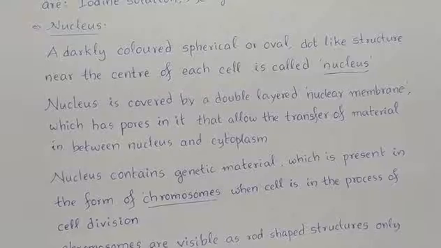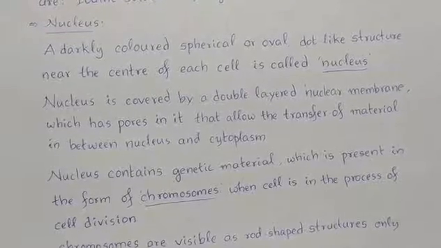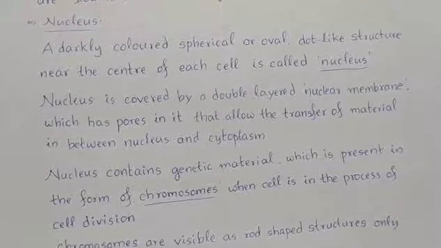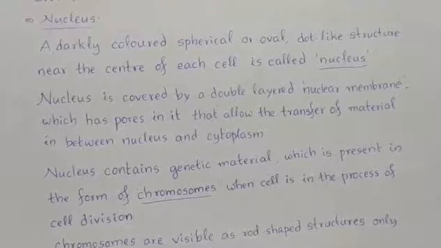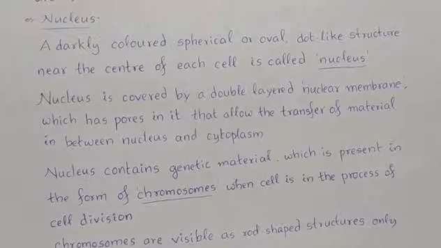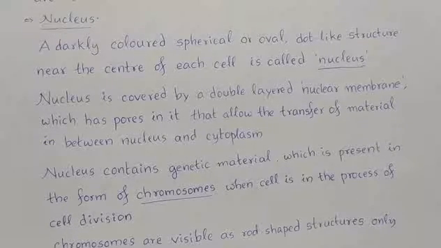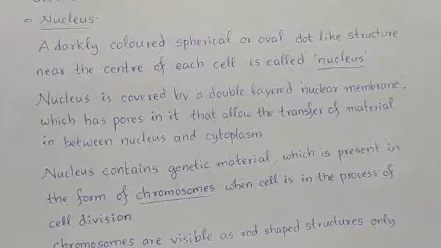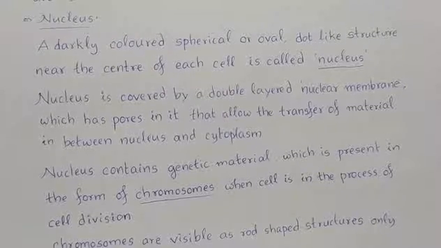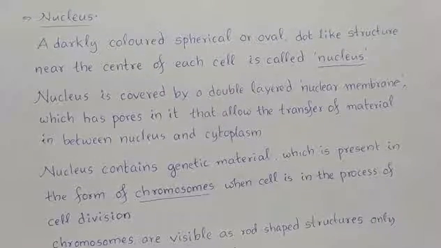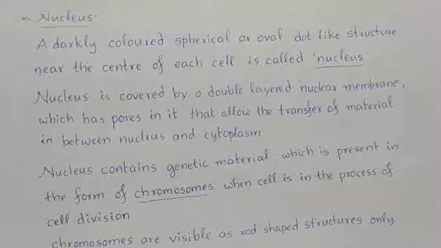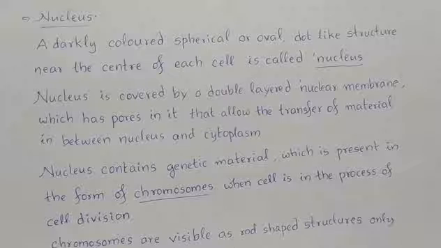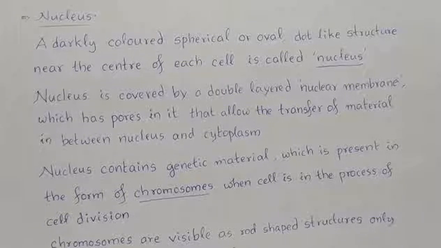Nucleus. When we stain the cells and observe that stained cell under the microscope, we can observe a darkly colored spherical or oval dot-like structure near the center of each cell. This darkly colored spherical or oval dot-like structure near the center of each cell is called the nucleus.